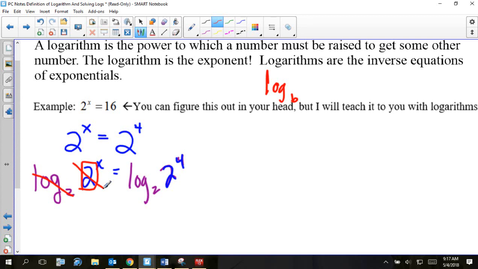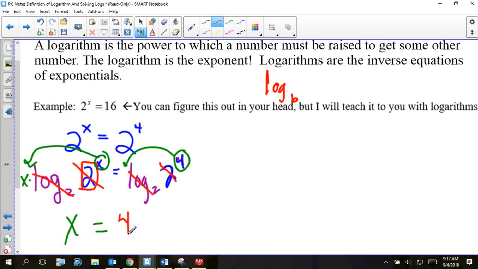This is stuff you should have done last year. There's a property that says if we have a logarithm of an exponent, and we'll do this property later in class today, that exponent goes in front and multiplies. So when I cancel these out, I get x. On the other side, if I move the 4 to the front and cancel out log base 2 with a base of 2, what is left over? 4. So log base 2 and a base of 2 undo each other.